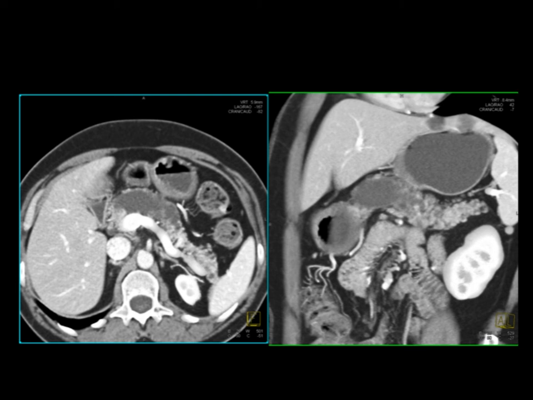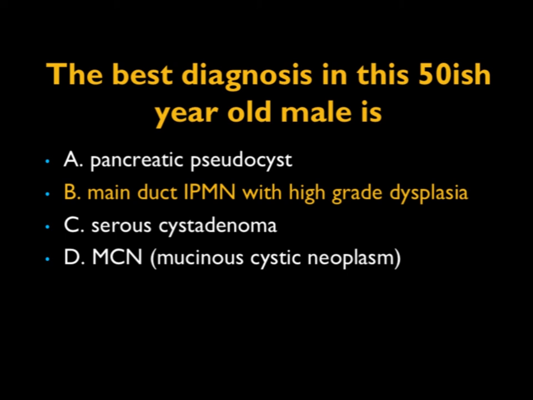Those patients, as in this case, will get a Whipple's procedure with extensive resection. At surgery, this ended up being a main duct IPMN with high-grade dysplasia. Just a very, very nice example.